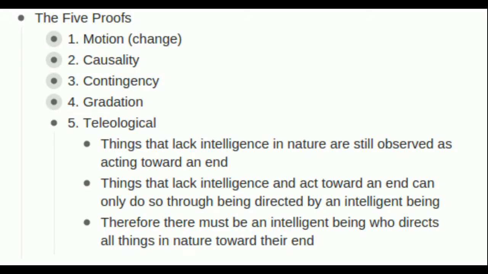And finally, the teleological proof. Things that lack intelligence in nature are still observed as acting toward an end. So non-intelligent beings, planets, molecules, they all have something they naturally do. They have an end that they are directed towards. Things that lack intelligence and act toward an end can only do so through being directed by an intelligent being. Therefore, there must be an intelligent being who directs all things in nature toward their end.